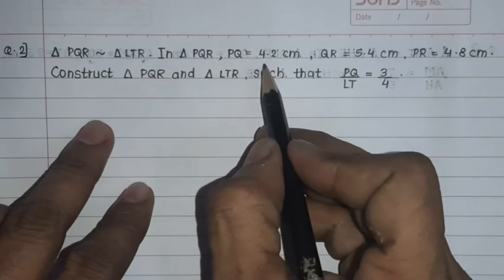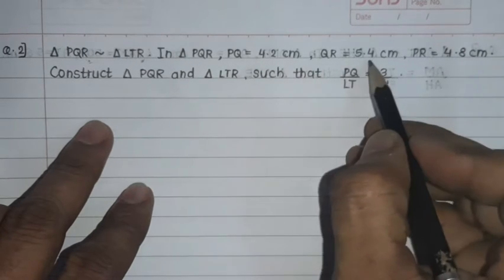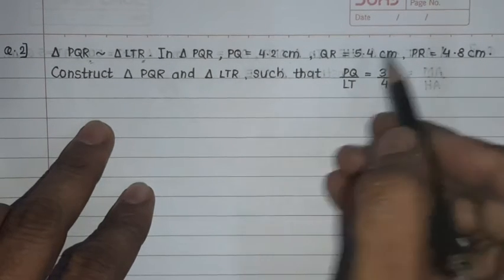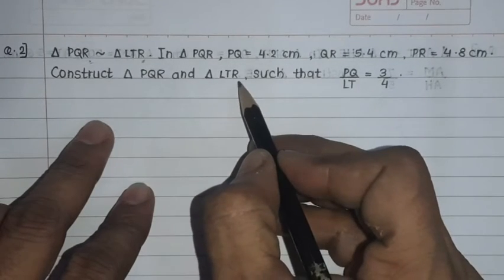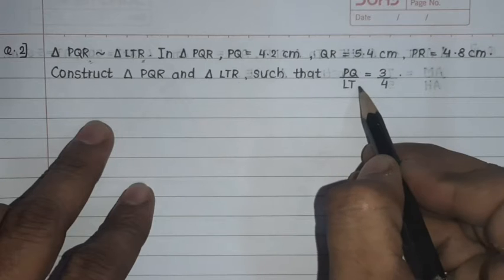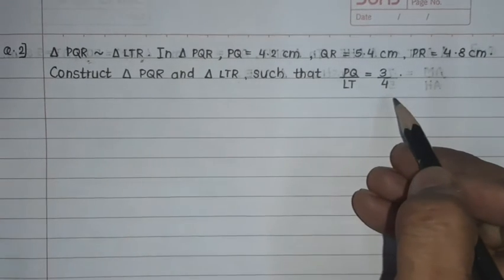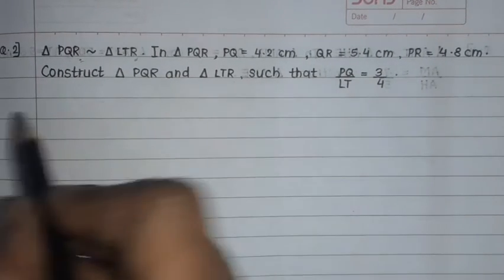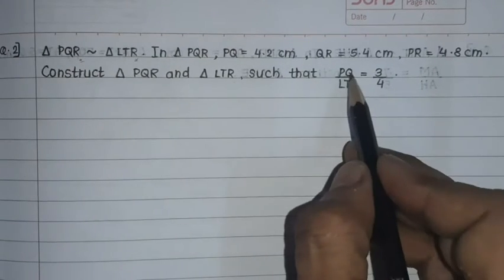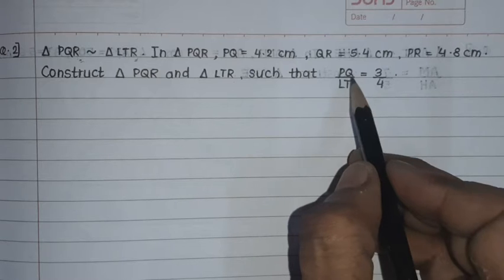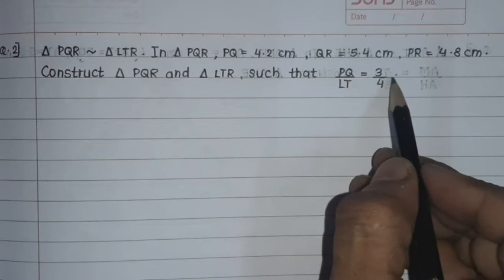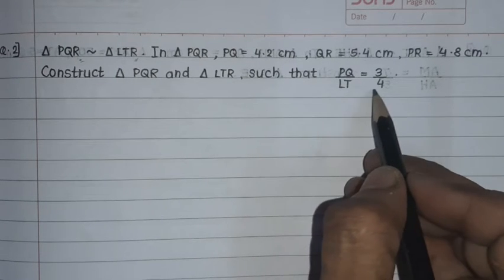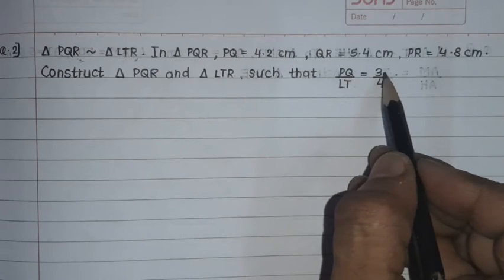Now see the further information. In triangle PQR, PQ is equal to 4.2 centimeter, QR is equal to 5.4 centimeter, PR is equal to 4.8 centimeter. Construct triangle PQR and triangle LTR such that PQ upon LT is equal to 3:4. That means PQ is 3 and LT is 4. First of all, we have to decide which is the smaller triangle and which is the bigger triangle. Therefore, we can say that LTR will be the greater triangle and PQR will be the smaller triangle.